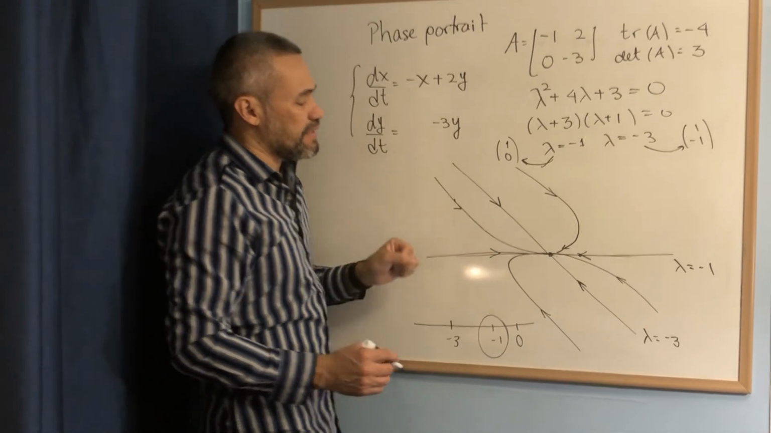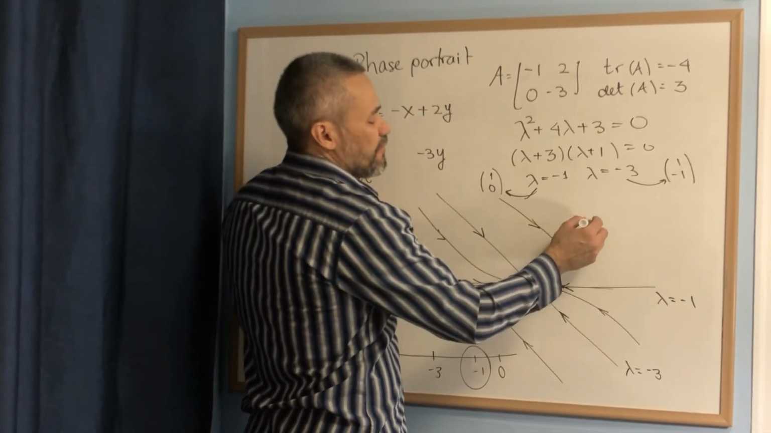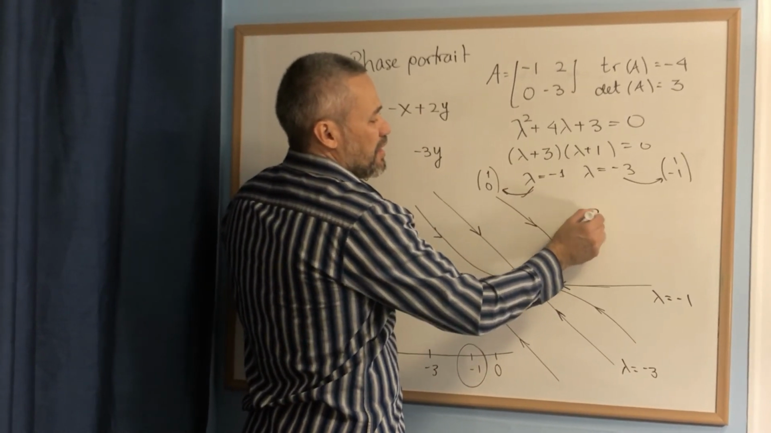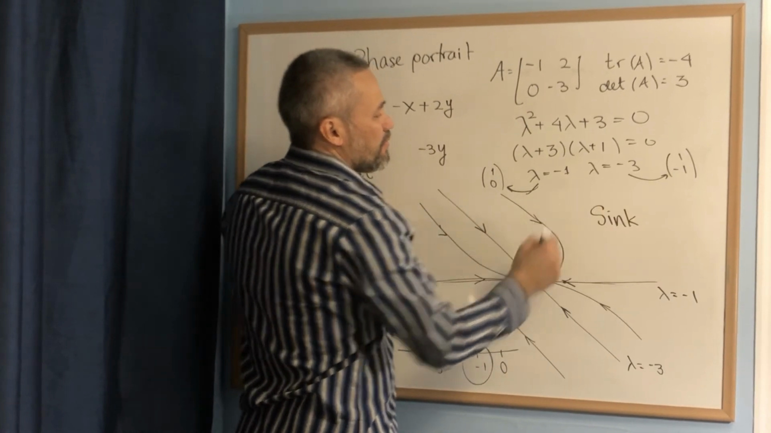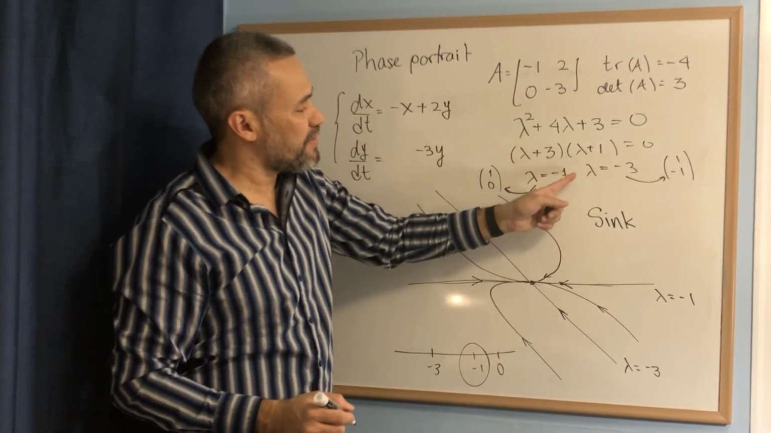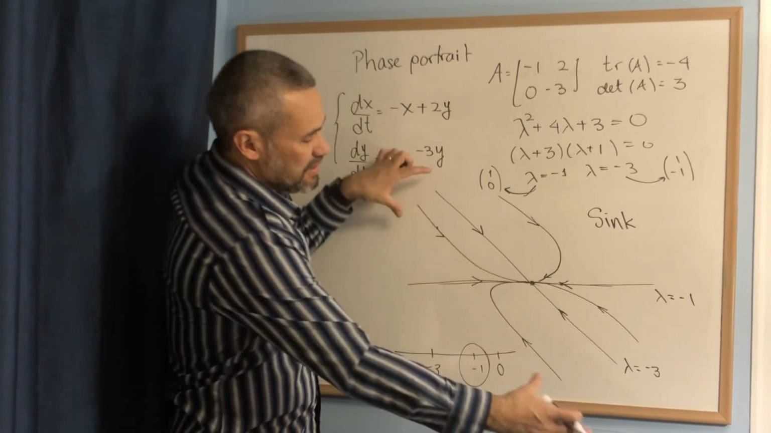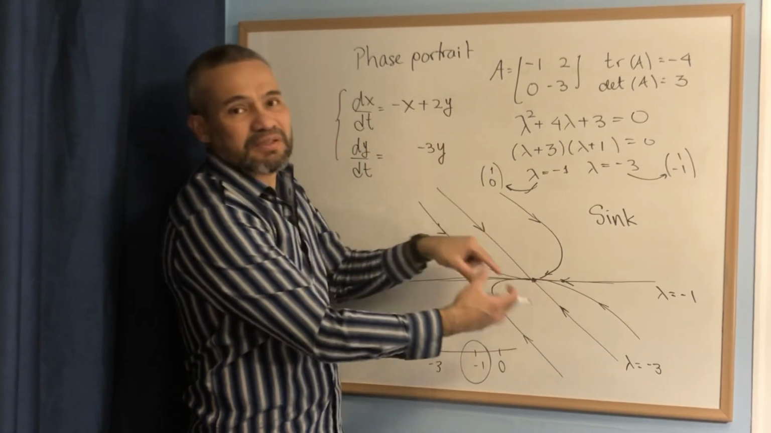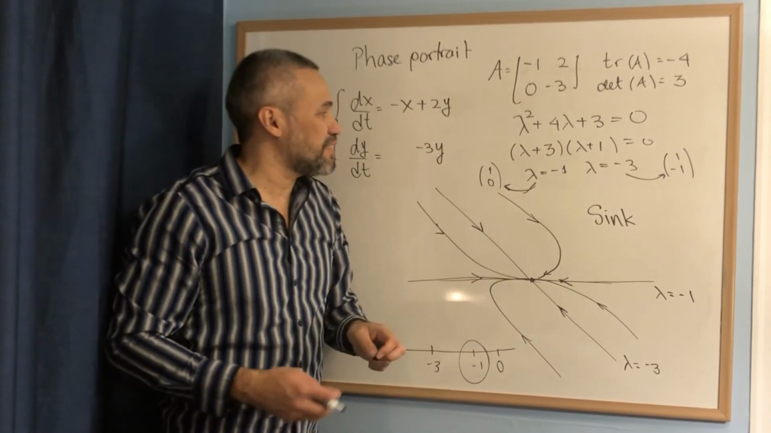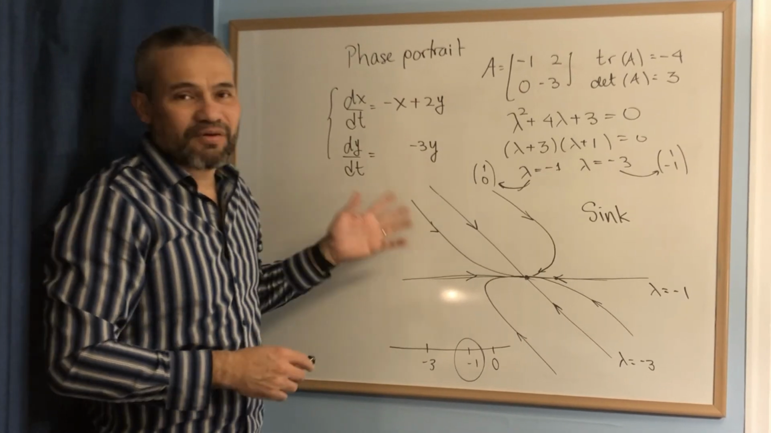Remember that in this case, this equilibrium point is called a sink, because the two eigenvalues are different and they are negative. You can see that everything goes toward the origin. That's the reason it's called a sink. Okay, that's it for this example.